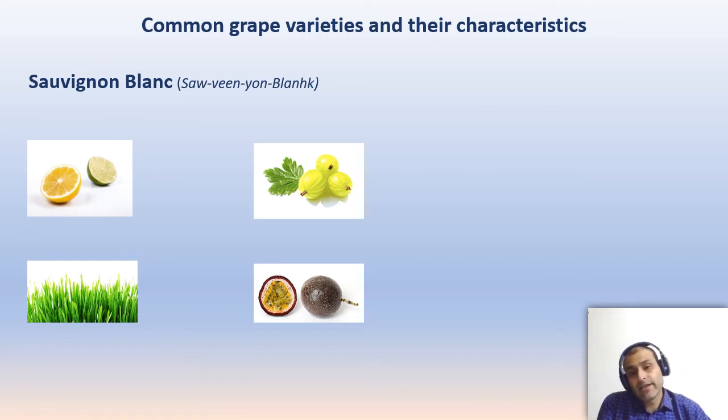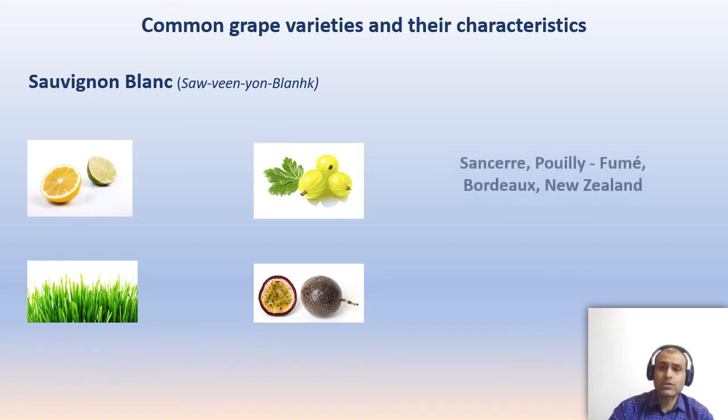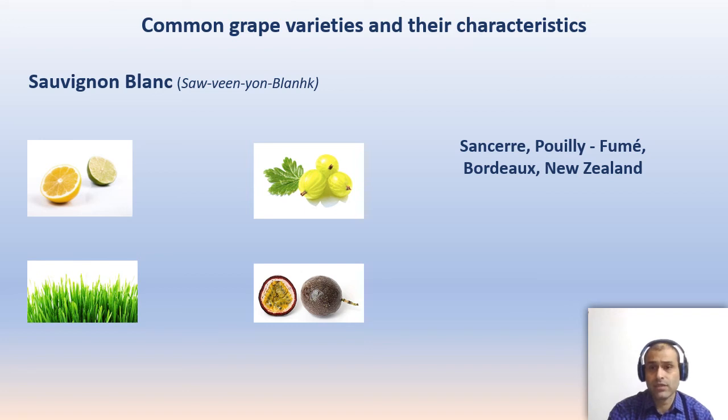And in warmer areas, you might get some passion fruit, some tropical fruit as well, perhaps sometimes in the New Zealand Sauvignon Blancs. Common regions for Sauvignon Blanc include Sancerre and Pouilly-Fumé, which is northwest France in the Loire Valley. Bordeaux, which is again in France, and Bordeaux, it's generally blended. It acts as a blend with some other grapes. And then New Zealand, where it has made quite a name for itself in the past few decades. Very high quality Sauvignon Blancs coming out from New Zealand. So that was your Sauvignon Blanc. Moving on.